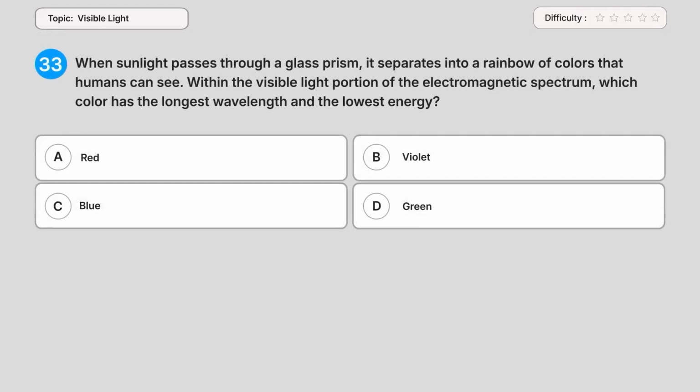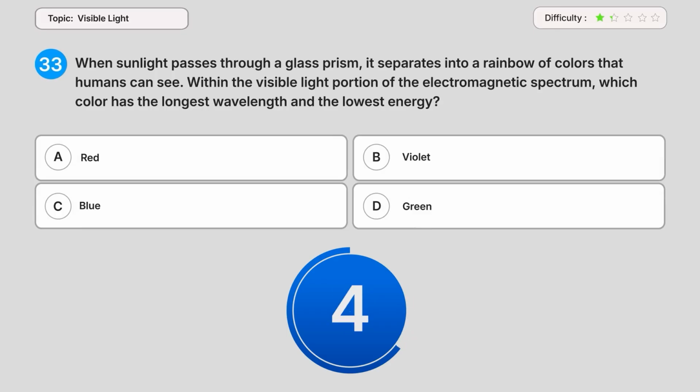33. When sunlight passes through a glass prism, it separates into a rainbow of colours that humans can see. Within the visible light portion of the electromagnetic spectrum, which colour has the longest wavelength and the lowest energy? A. Red. B. Violet. C. Blue. D. Green. Do you know the answer?